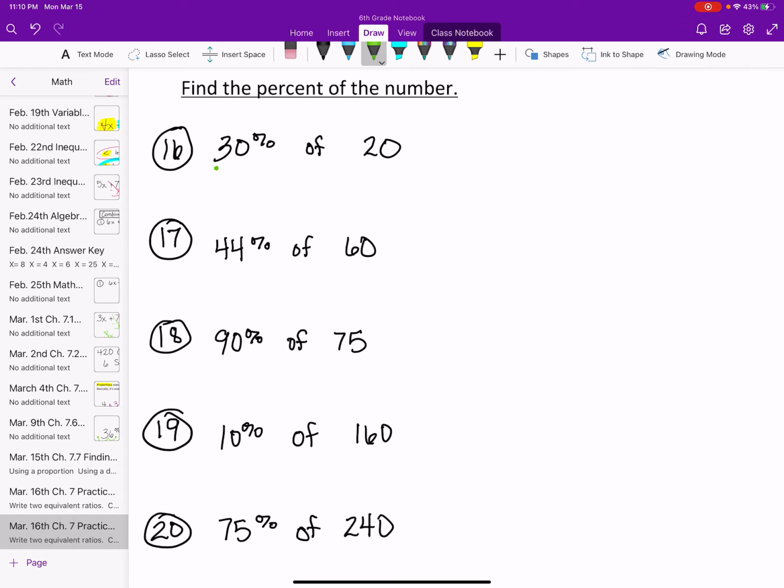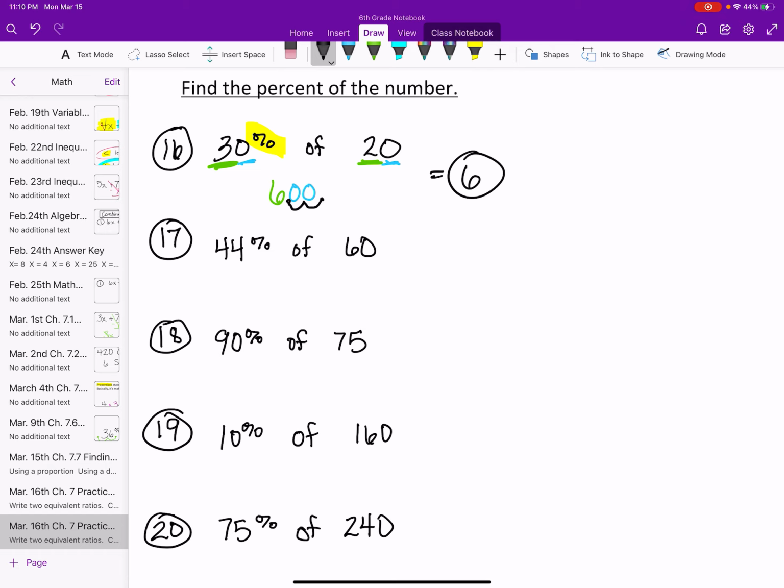So I'm taking 3 times 2 is 6. I had 2 zeros that I had in my original number, so I'm adding 2 behind it. And because I used a percent in my number, I'm going to move that decimal 2 places over. 1, 2. And so 30% of 20 is equal to 6.